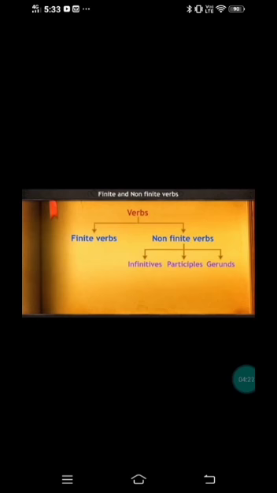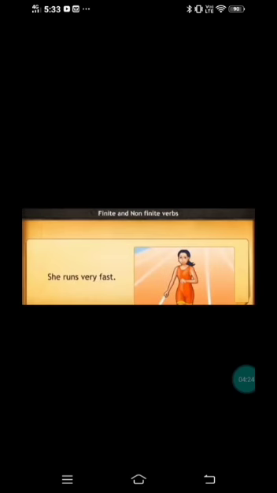Firstly, let us learn about finite verbs. As we have learned, a finite verb changes according to the subject. The subject can be the person, the number and the tense. The finite verb changes according to the person, number and tense. Person means first person, second person, third person. Number means singular, plural. And tense, which is present tense, past tense, future tense or continuous tense.